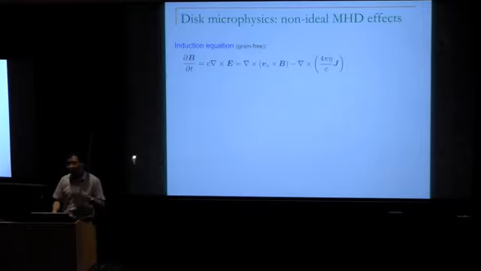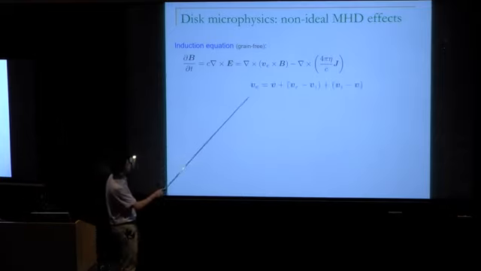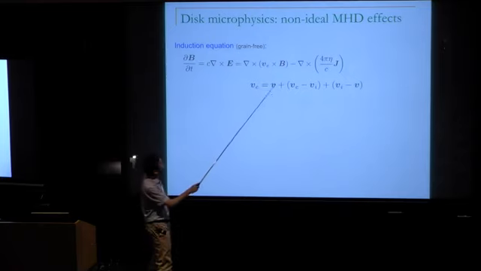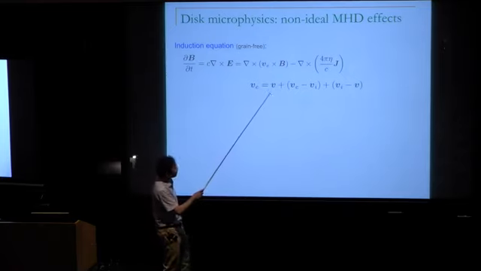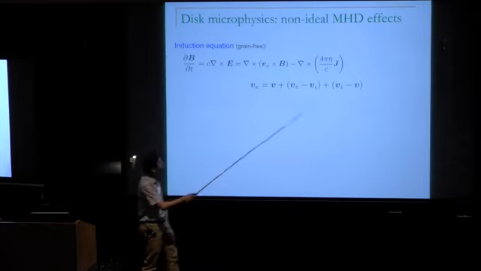But of course, when you solve MHD equations, you're not really solving for electron velocity. You only solve the velocity of the bulk fluid, which is basically the velocity of the neutrals. Then you play this mathematical game. This is an identity. You say electron velocity is the bulk fluid velocity, basically the neutral velocity, plus electron-ion drift plus ion-neutral drift. And so this is an identity.